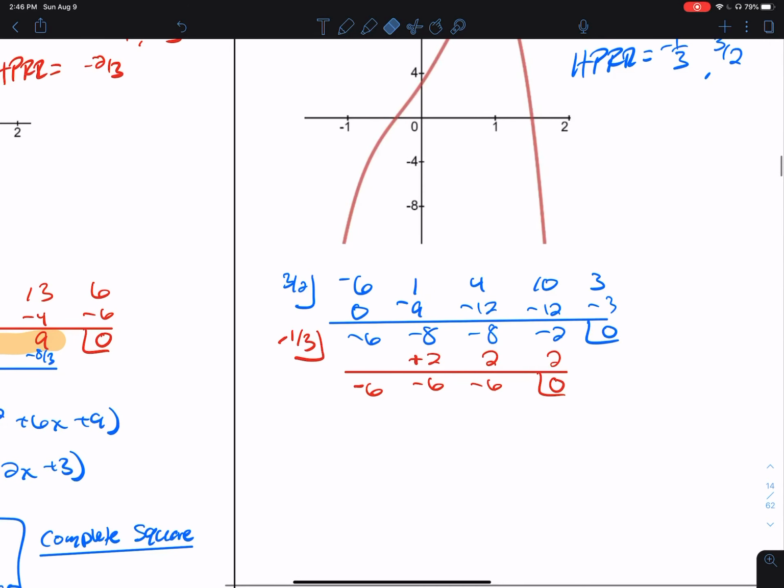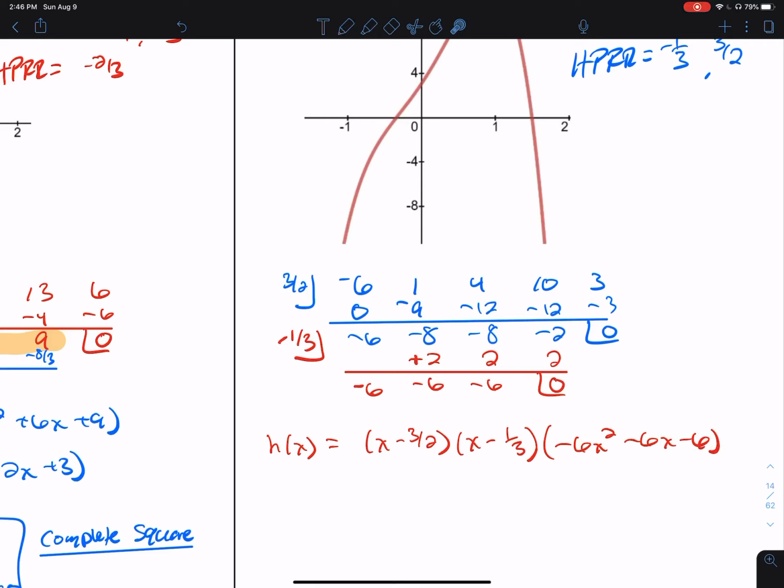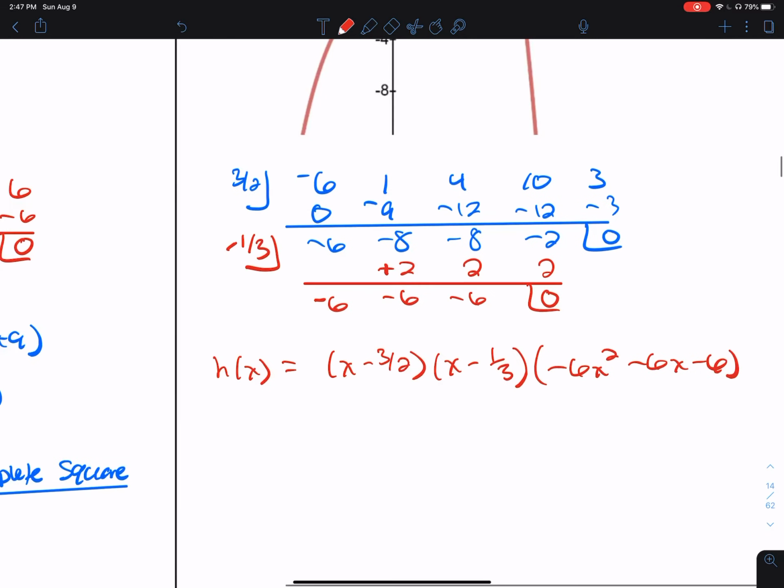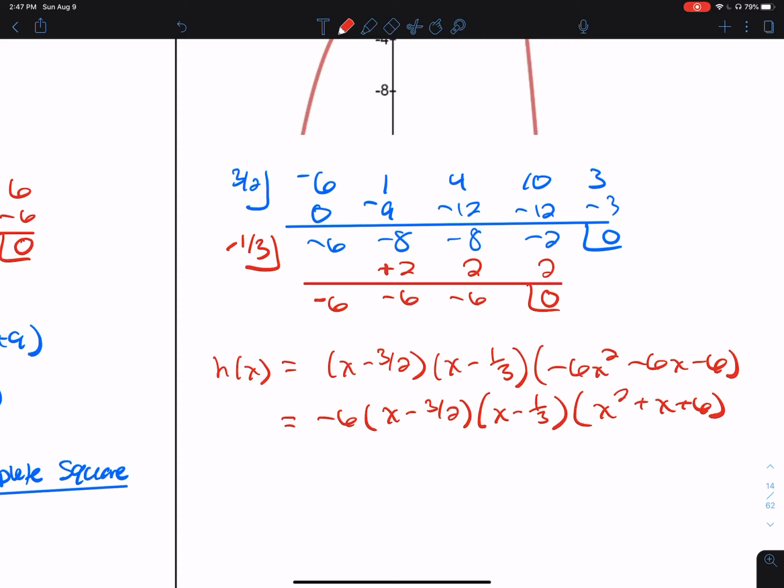So this h of x factors into x minus 3/2, x minus 1/3, and a negative 6x squared minus 6x minus 6. Let's factor a negative 6 out of this. We get negative 6 times (x minus 3/2) times (x minus 1/3) times (x squared plus x plus 1), since I divided each of those by negative 6.